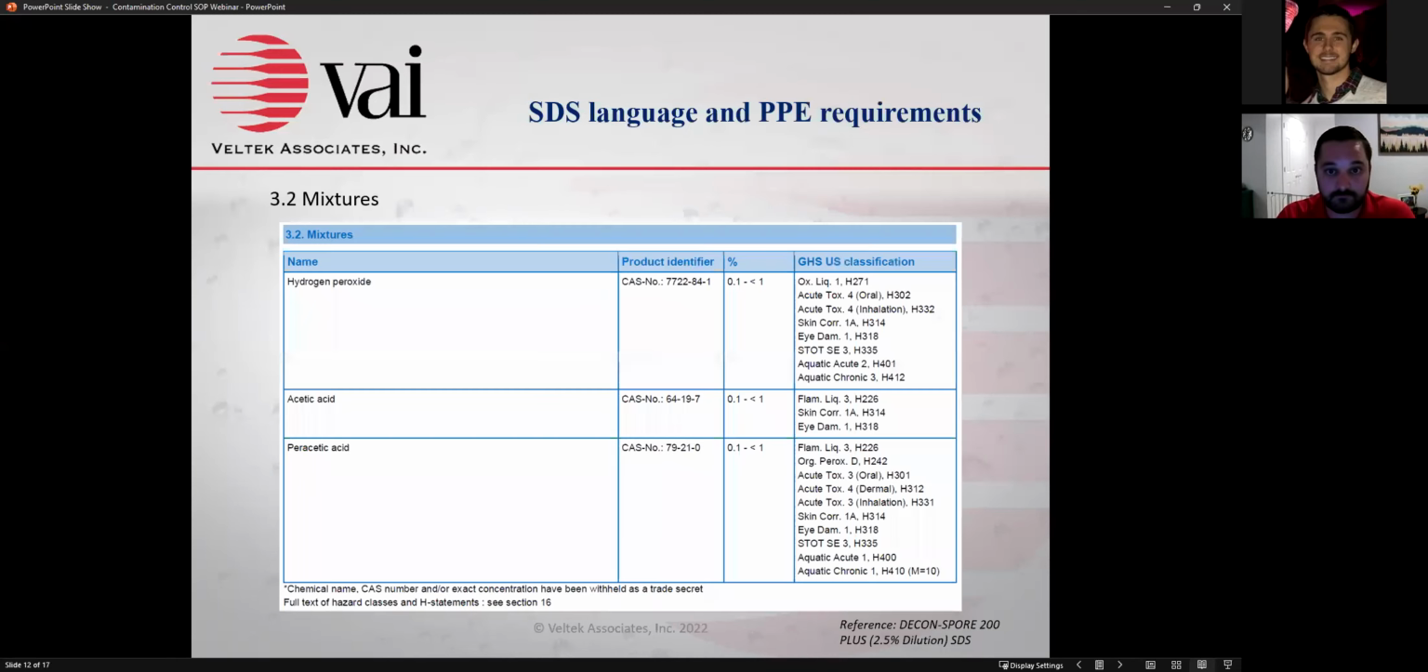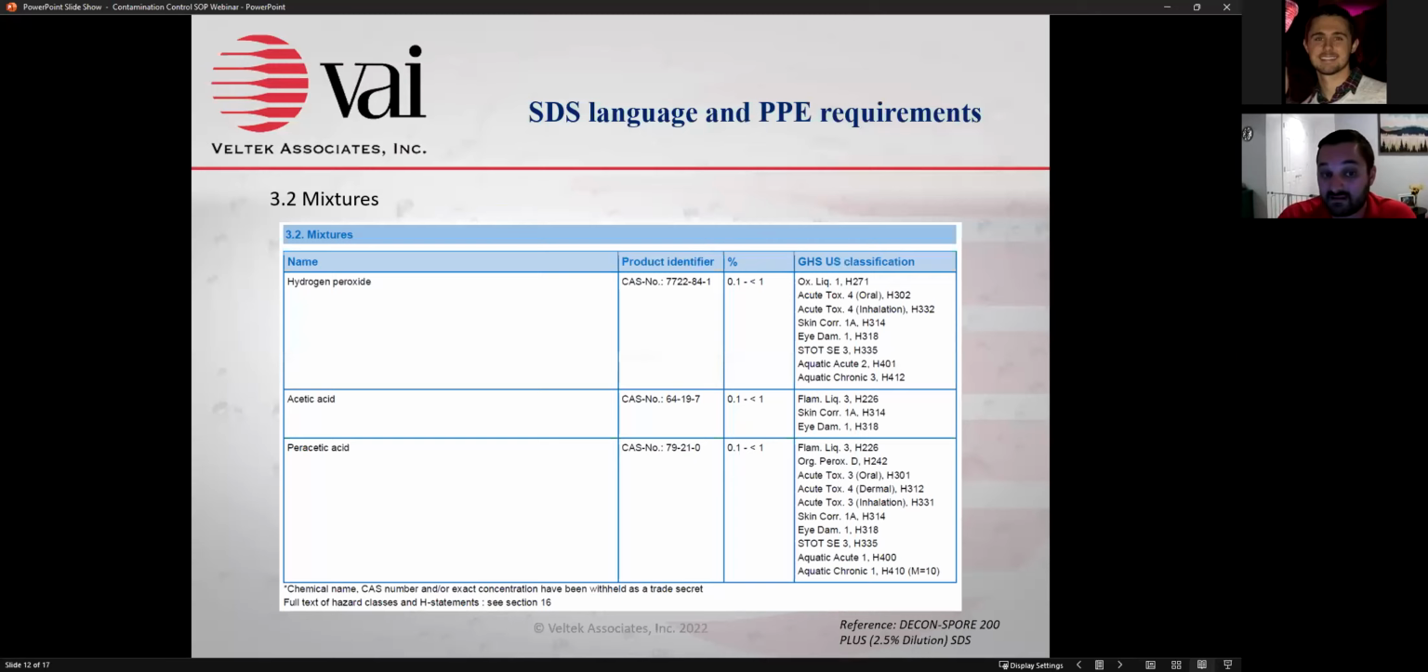And I'm not going to touch on these sections too much, but I want to point out some SDS language and PPE requirements, where to find these and important sections when you're dealing with this. So section 3.2 shows each product. So if you go into the SDS and look at this, it might not necessarily reflect all of the ingredients that are listed on the bottle label.